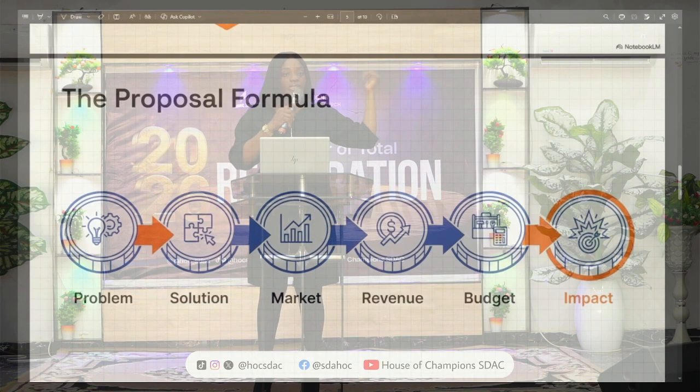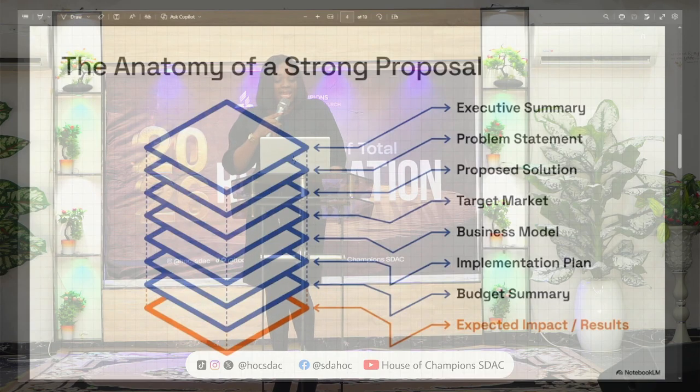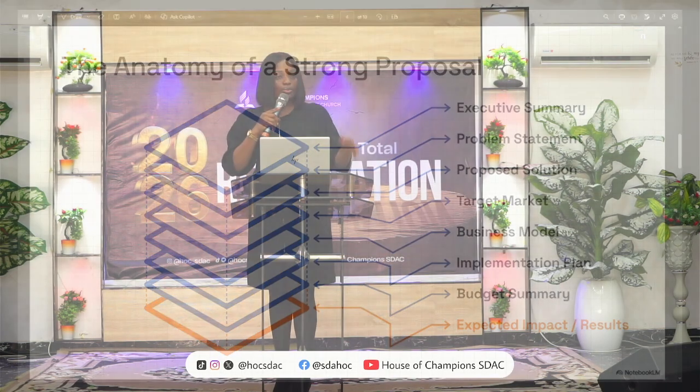So we take the first one, executive summary. No, you can remain on the previous slide. So, executive summary: a brief overview of your entire proposal, summarizing the business idea, the problem, the solution, and expected impact in a clear and compelling way. It gives decision makers an understanding of why your idea deserves support.